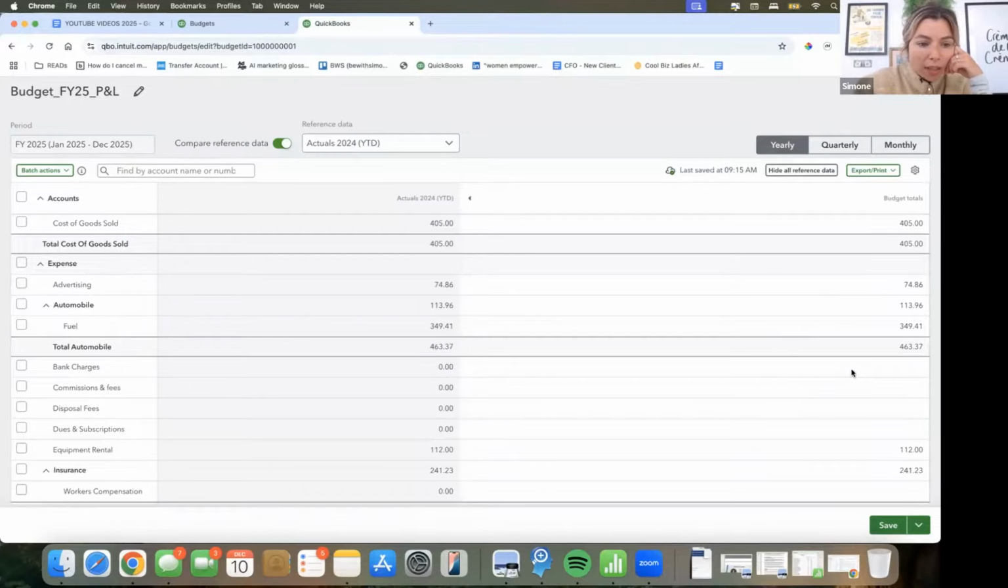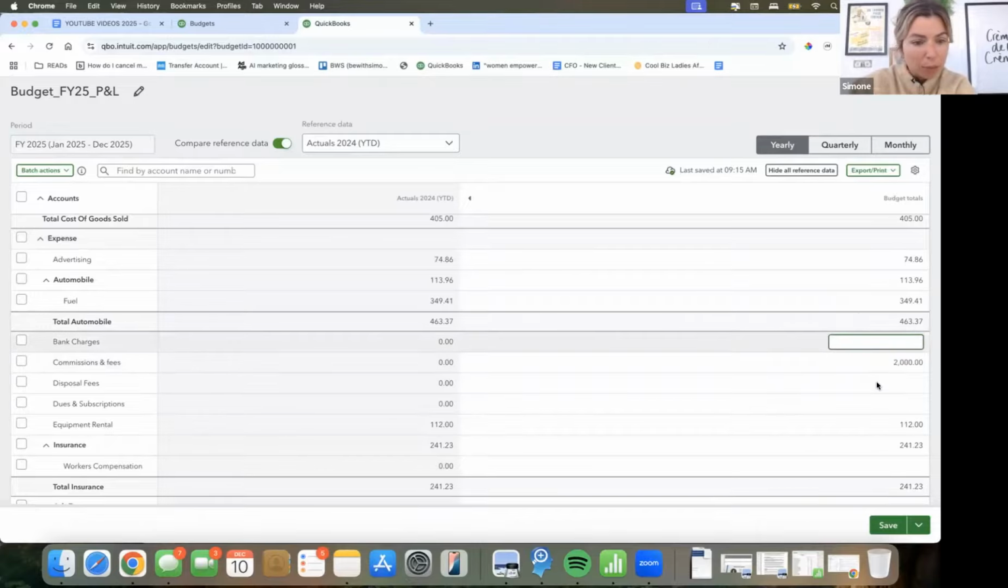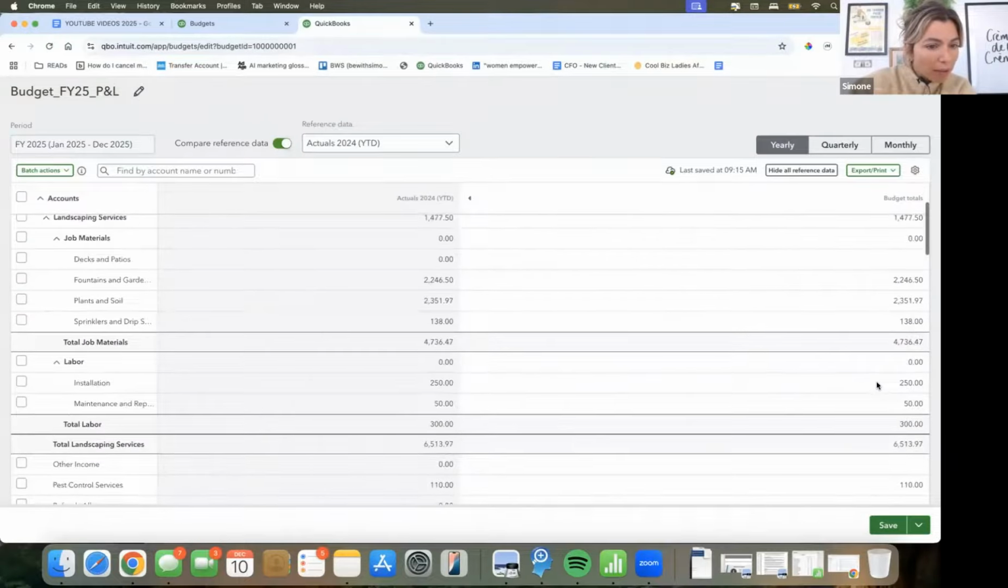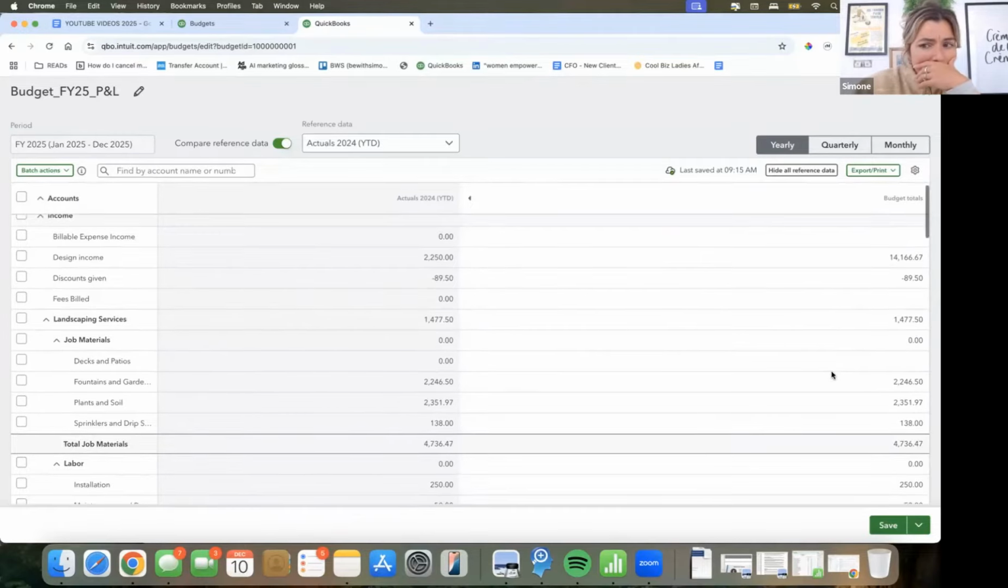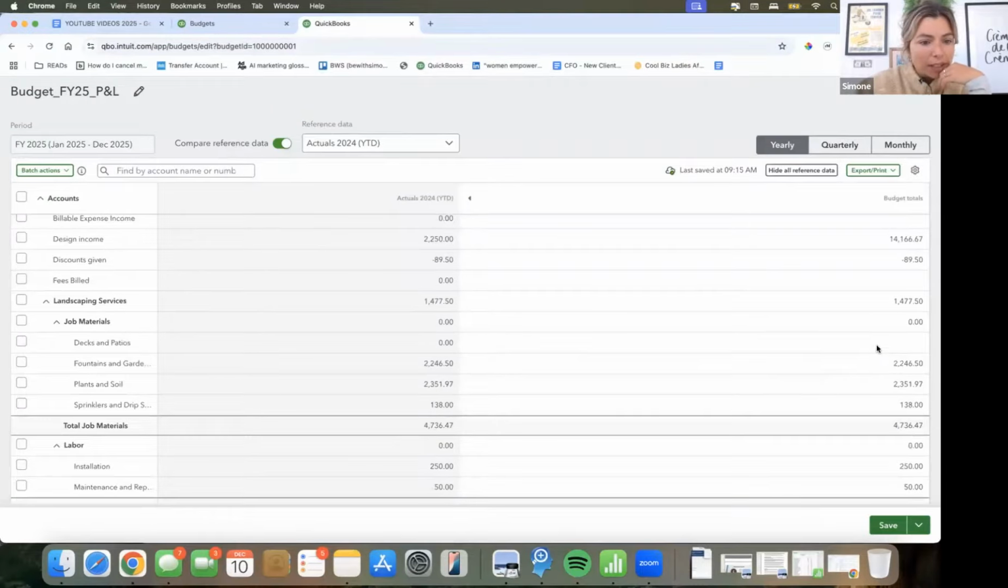So bank charges, commissions, assuming that we already have a plan here, I'm going to increase our revenue significantly. We've got our design income. We don't really want to give so many discounts. Let's say we're really killing it with the decks and patios, usually in the summer. Fountains and gardens, yeah, guys, let's do 25,000.